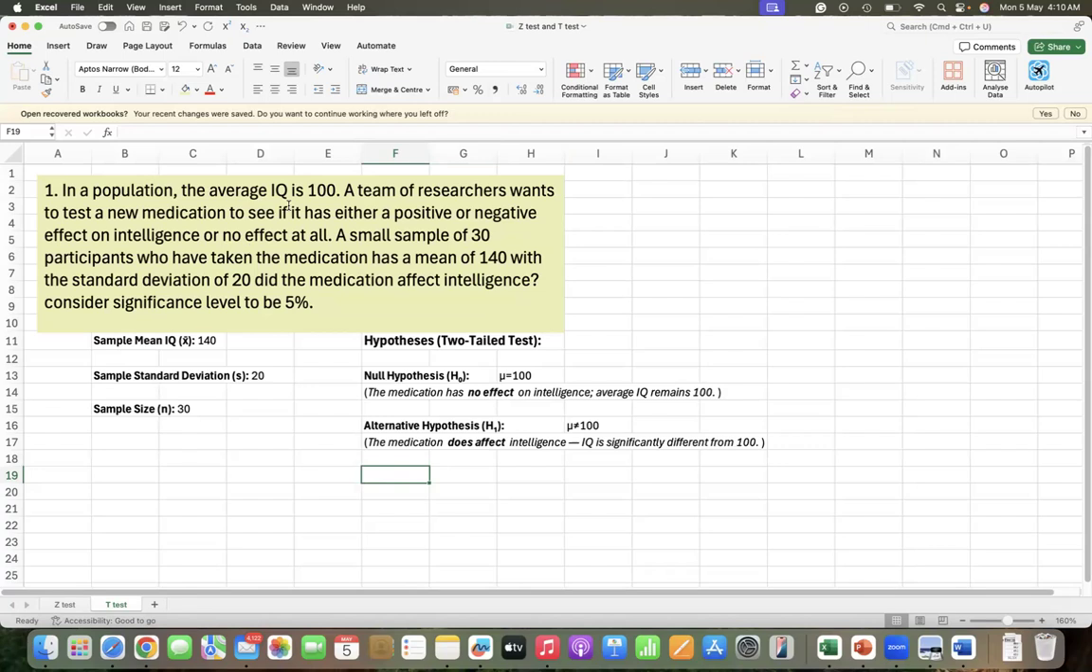Now the sample mean here is 140. Sample standard deviation is 20 and sample size is 30.